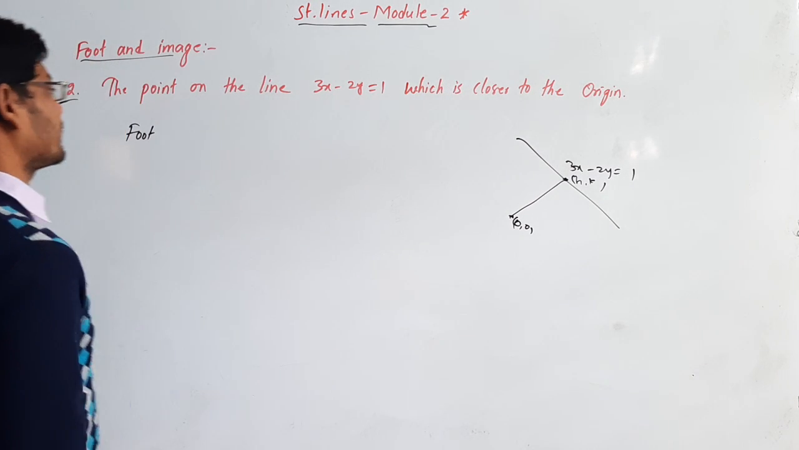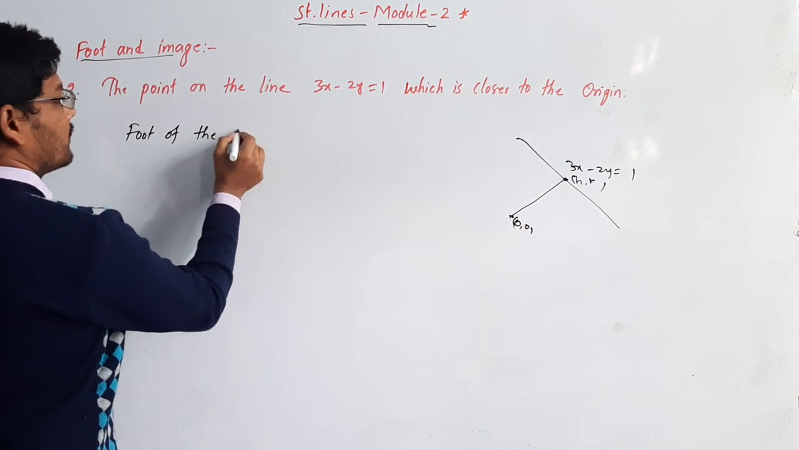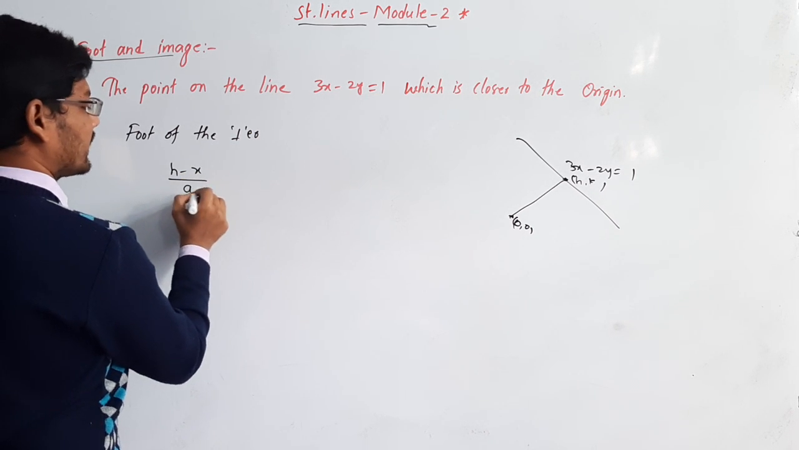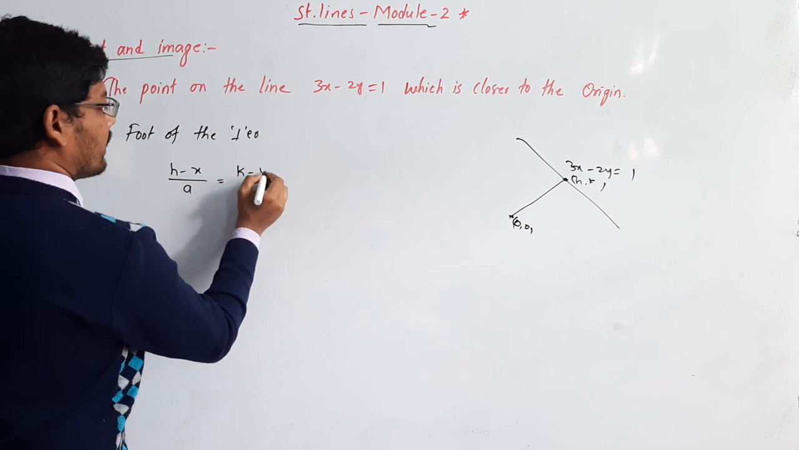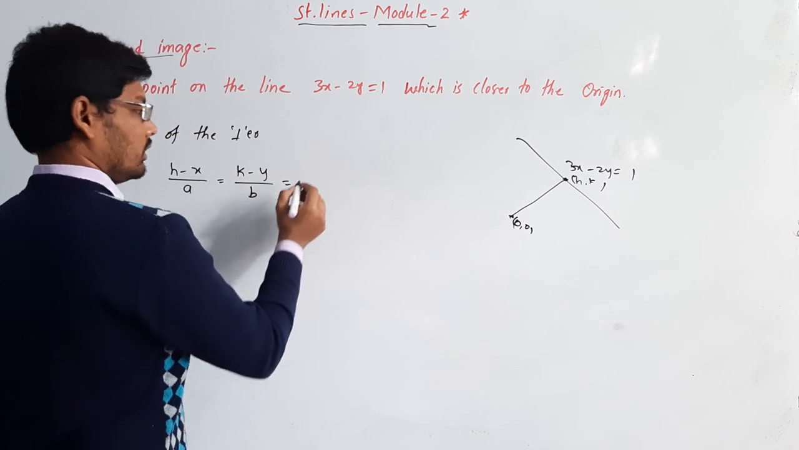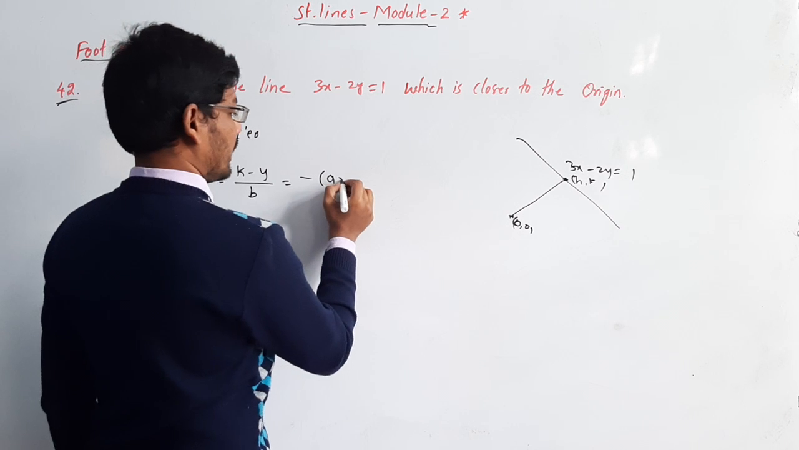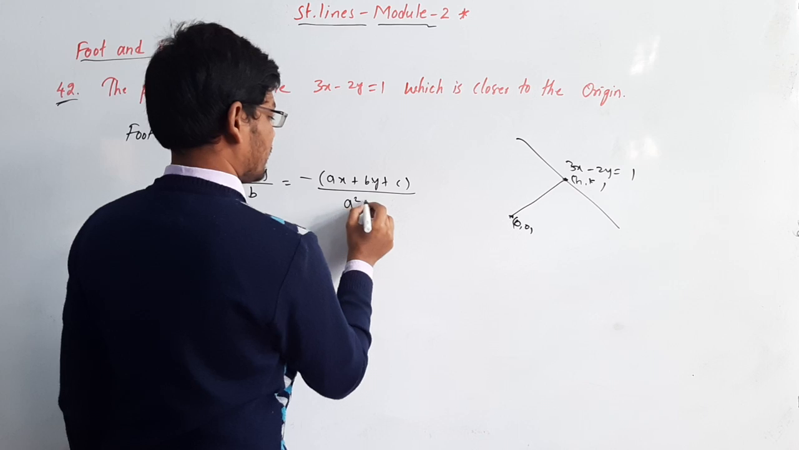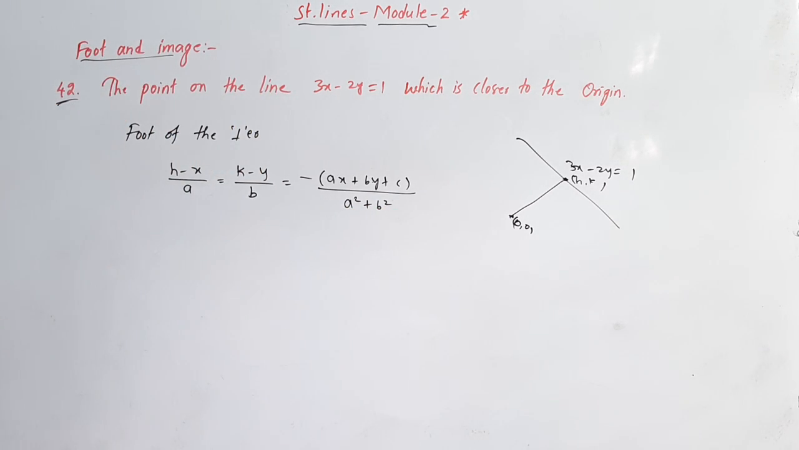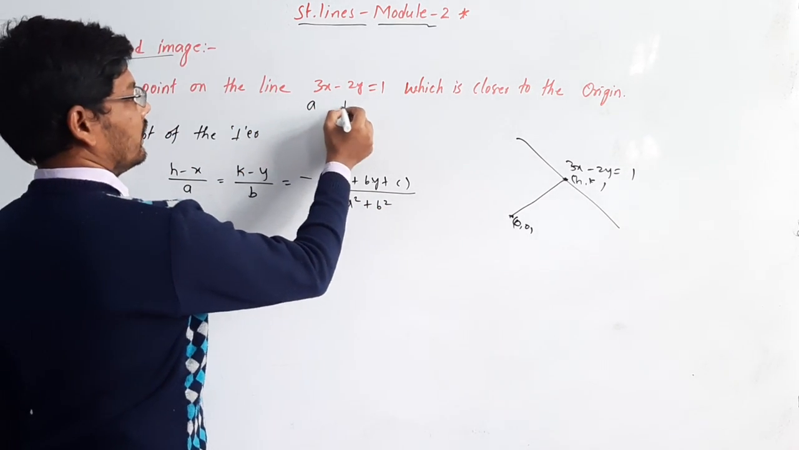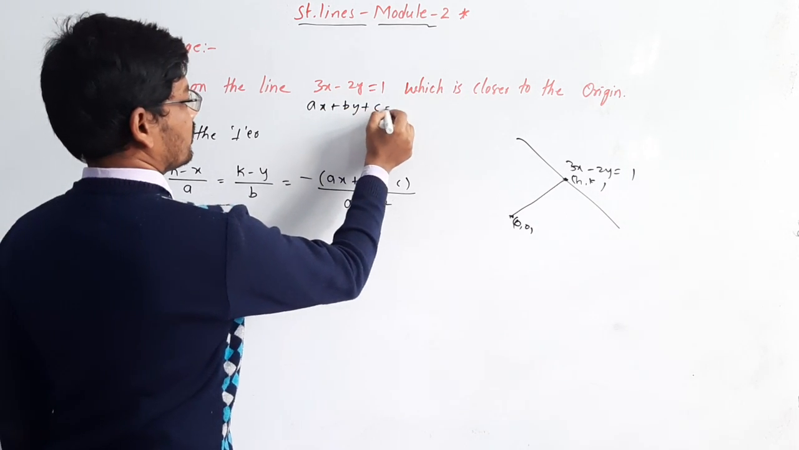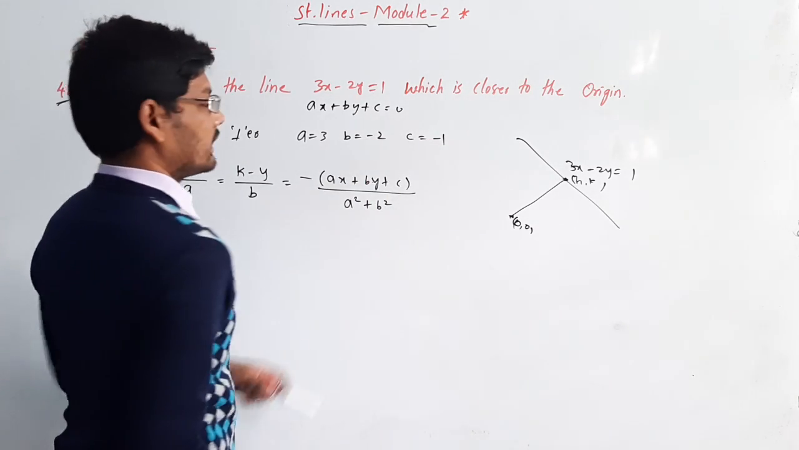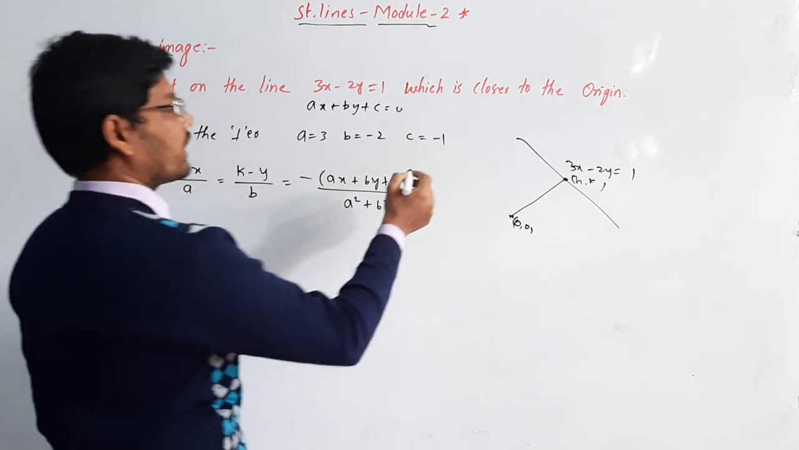So we have to find h comma k, the foot of the perpendicular. The condition is h minus x by a, k minus y by b is equal to minus of a1 x plus b1 y plus c by a square plus b square. So let's substitute the values. In ax plus by plus c is equal to 0, if you compare this equation, a is equal to 3, b is equal to minus 2, c is equal to minus 1.